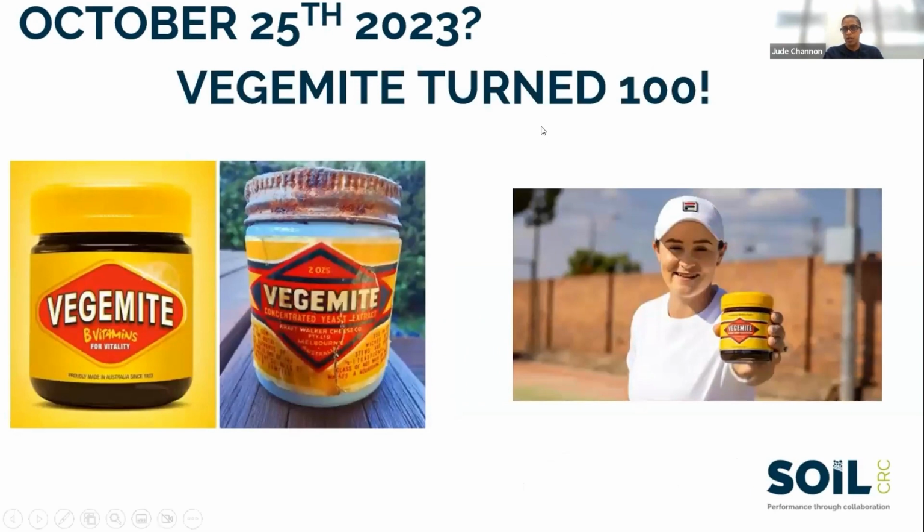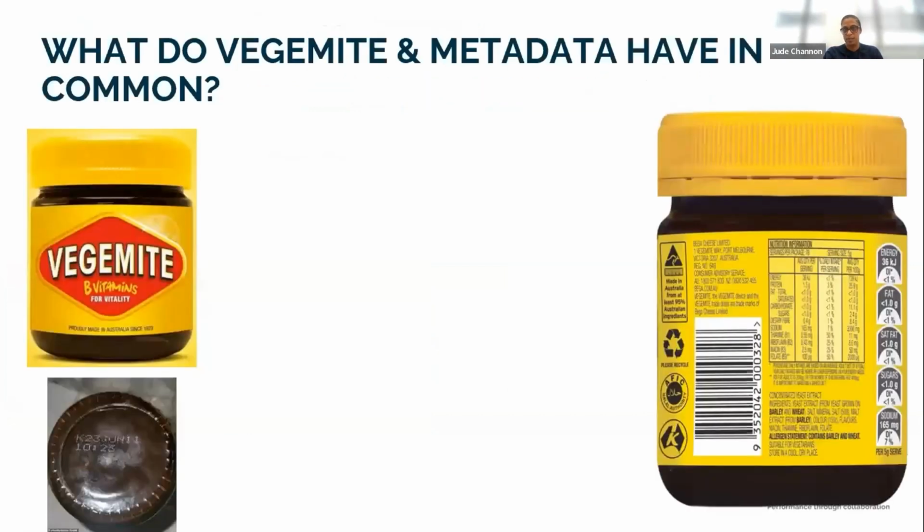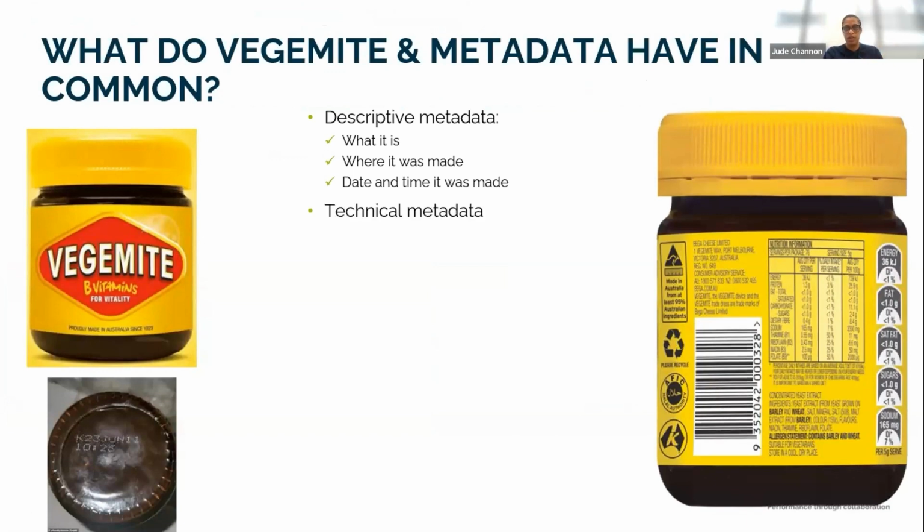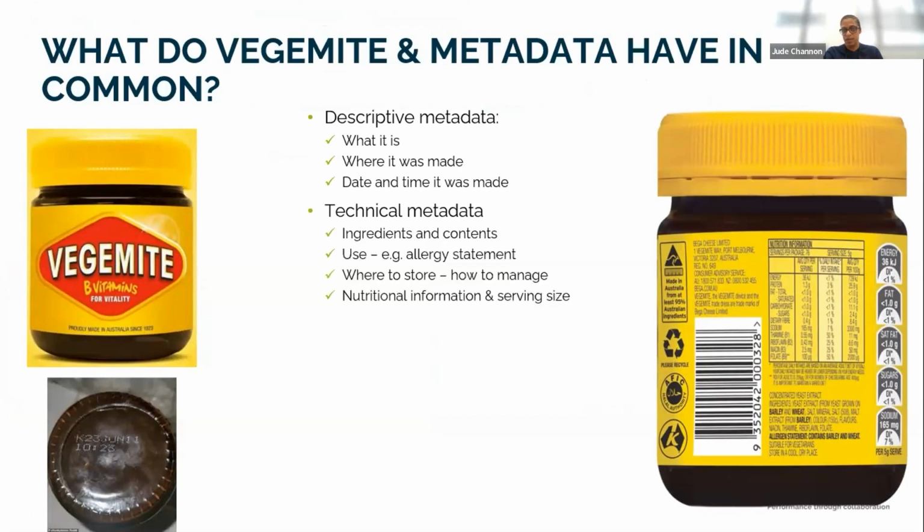So Vegemite turned 100 years old on the 25th of October. And the reason this slide is really cool is because Vegemite will give you a fantastic example of metadata. It has descriptive metadata, which is what it actually is, where it was made, the date and time that it was made. You turn the jar around, you've got your technical metadata.